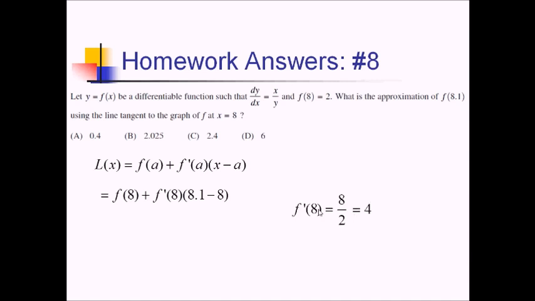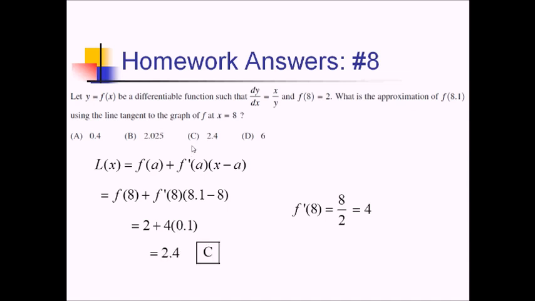So plugging all that back in and simplifying a little bit, I can write all of this stuff equals f of 8 we said is 2 plus 4 times, well, this is going to come out to 0.1. This was a no calculator question, so you needed to be able to do this arithmetic here. This is 2 plus 0.4, which is 2.4.